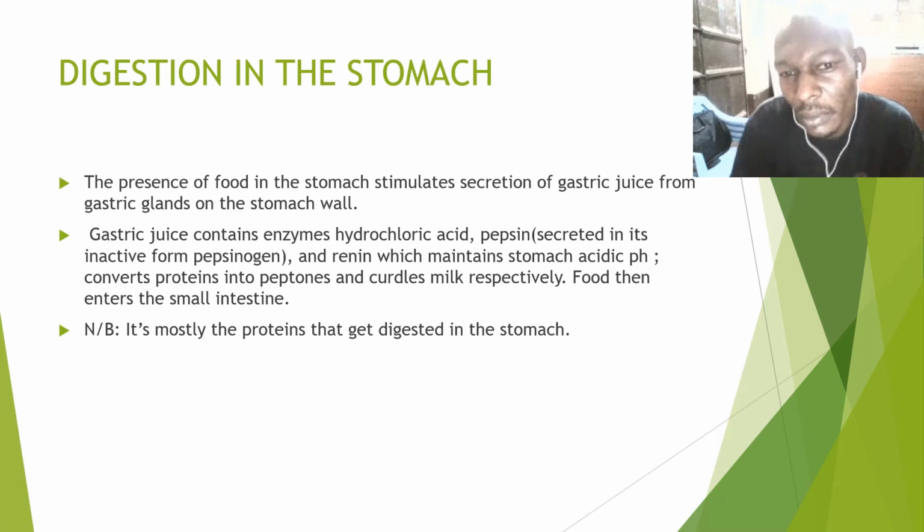In order for digestion to take place in the stomach, the pH of the stomach is usually acidic, and that is usually maintained by the help of hydrochloric acid. We also have one of the gastric juice enzymes, which is called pepsin. The role of pepsin is usually conversion of proteins into peptones. And finally, we also have renin as one of the enzymes which usually curdles milk.